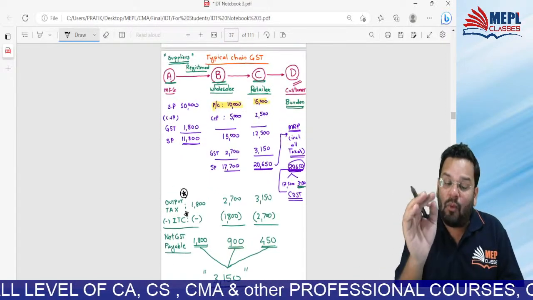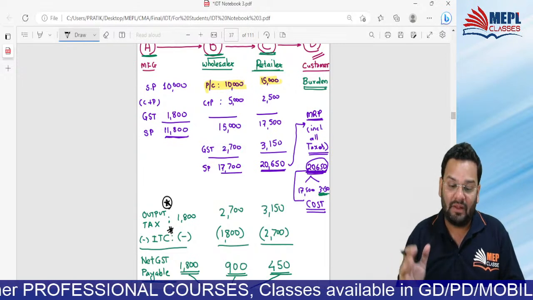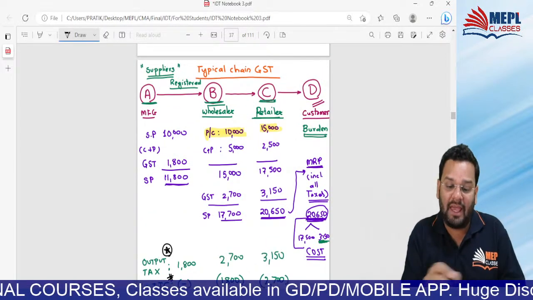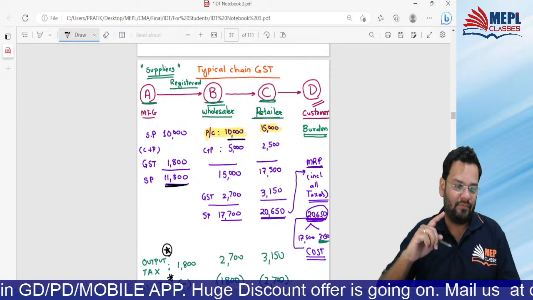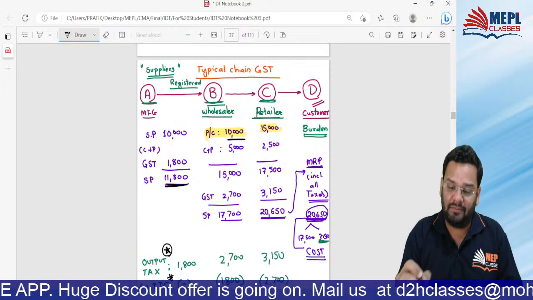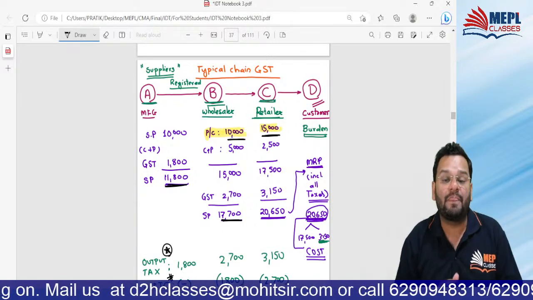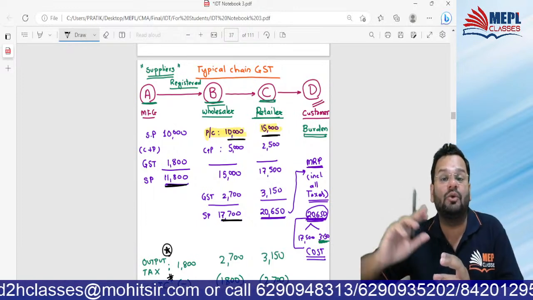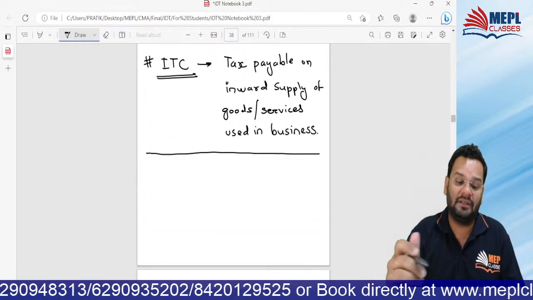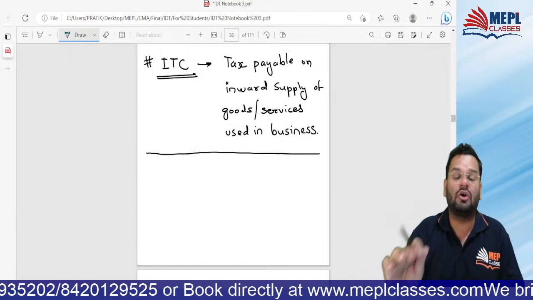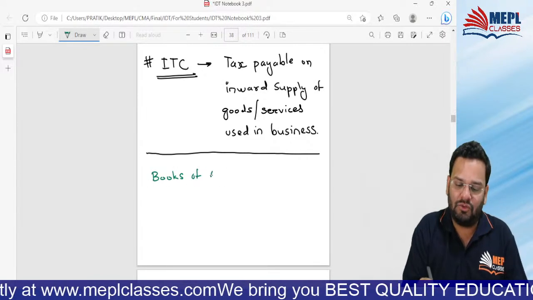Why for B are we taking cost of purchase only as 10,000 in spite of B paying A 11,800? And in spite of C paying B 17,700, why are we taking cost only at 15,000? So why is cost always taken excluding GST? Can this be technically proved? Yes, 100%, if we check the books of accounts of B.